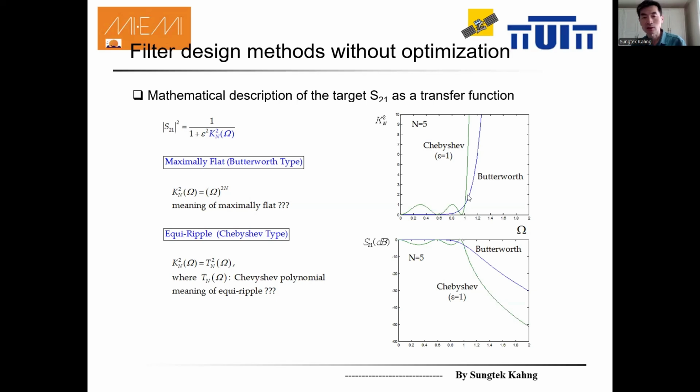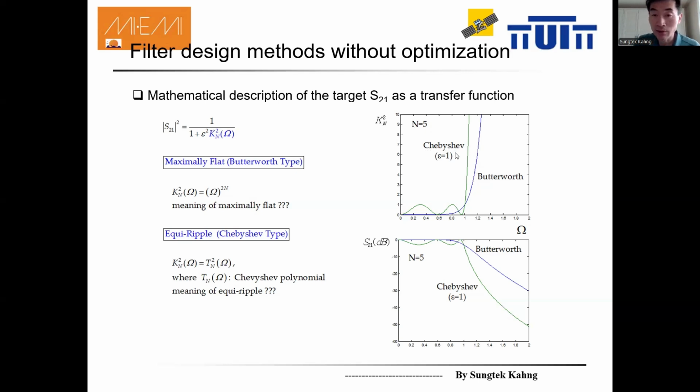The Chebyshev function is the green curve. So k_n squared, there are two curves. Both of them come from mathematical expressions. Chebyshev is this. What you can get a glimpse of is the very sharp roll-off. Butterworth is for the same order. Chebyshev gives you a benefit. Why?